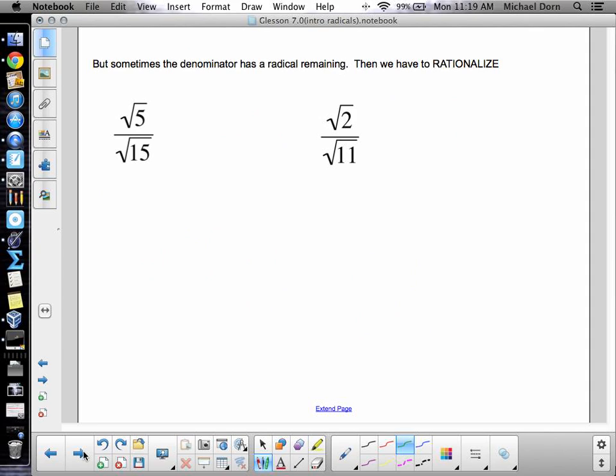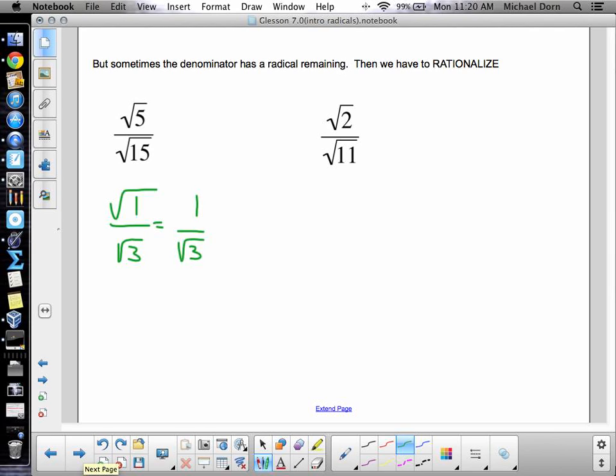Square root of 5/15. First question we ask, can I reduce that? Does 5 over 15 reduce? Sure does. What's it going to reduce to? 1/3. That's the square root of 1 over the square root of 3. The square root of 1 does simplify. That's just 1 over the square root of 3.